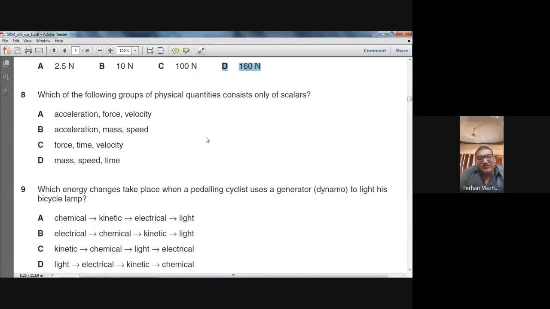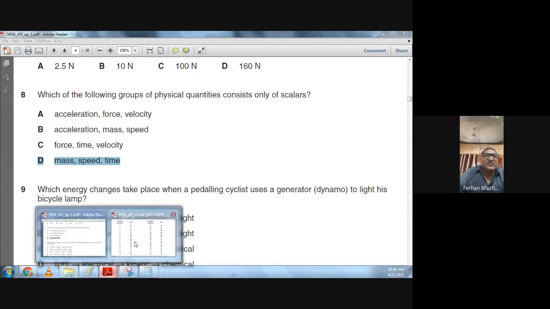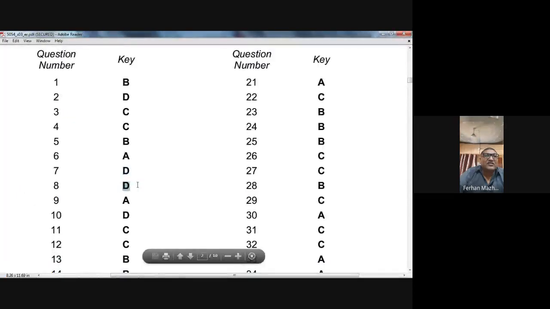Force, time, velocity. Force is a vector quantity, so C cannot be the answer. D is mass, scalar, speed, scalar, time, scalar. So I think D is the answer. Question number 8, D is the right answer.